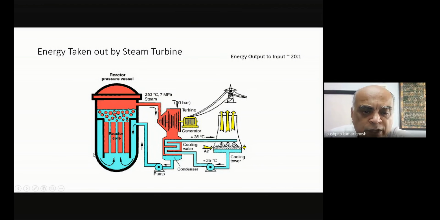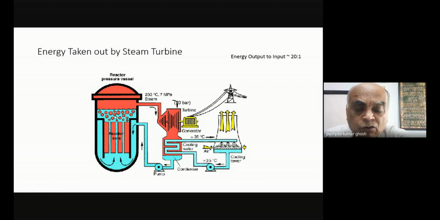So blue is less temperature, red is high temperature. From here the steam is coming out, which is a different circuit, running the turbine, and in the process, of course, the steam is getting condensed, it's cooling down. And then it is again being fed back into the reactor. So effectively that's what happens.